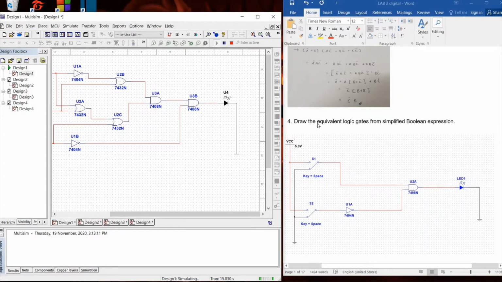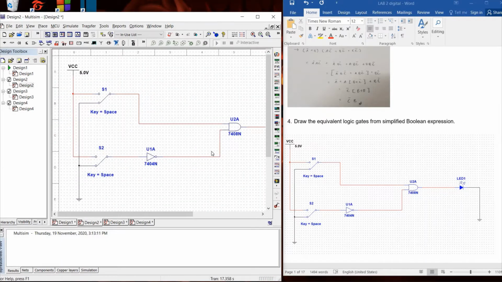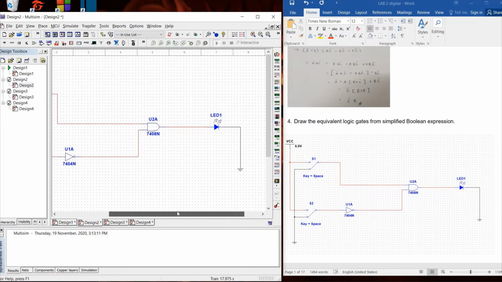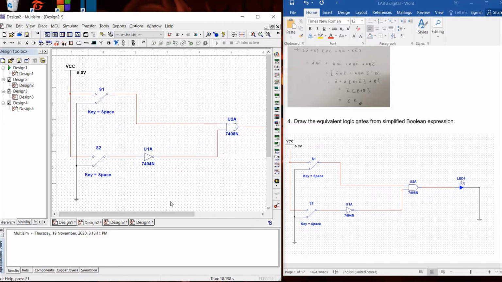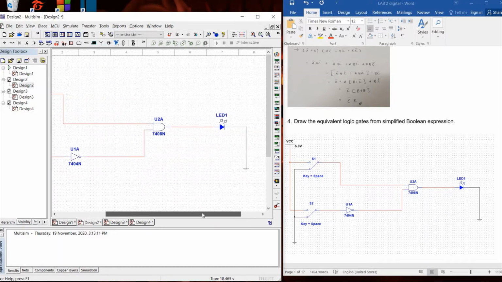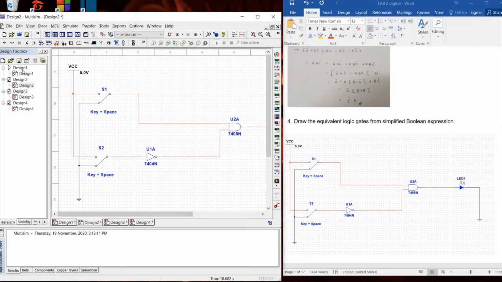First, they ask to draw the equivalent logic gate from the simplified expression. From the simplified expression, I get C bar B. When you see C bar, there should be a NOT gate, because a NOT gate gives you the opposite value of the input. As you can see, this is my simplified Boolean equivalent logic gate. Let's run it.